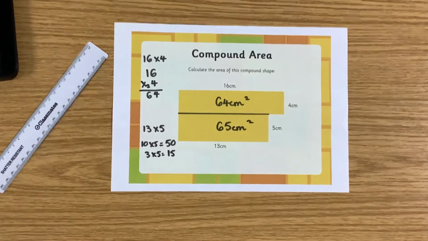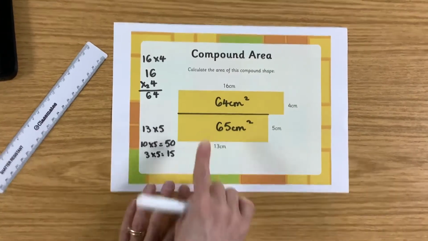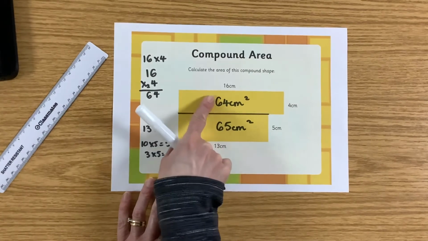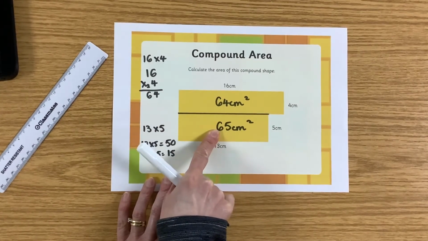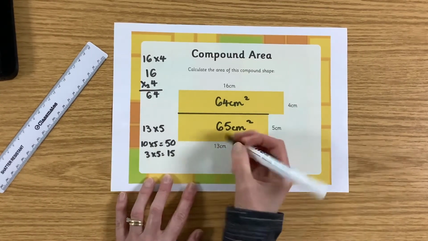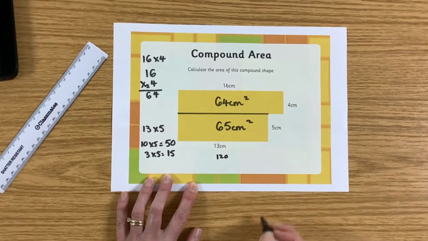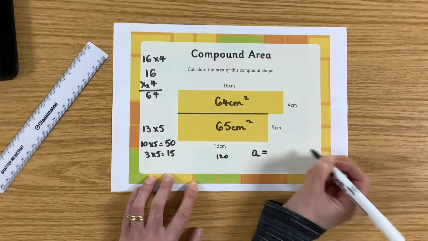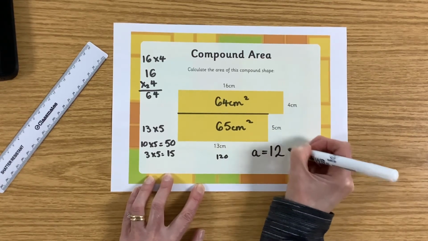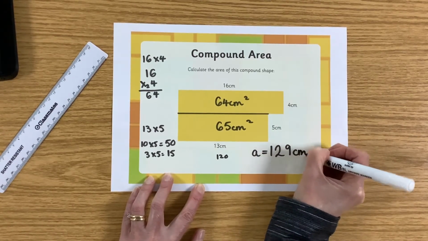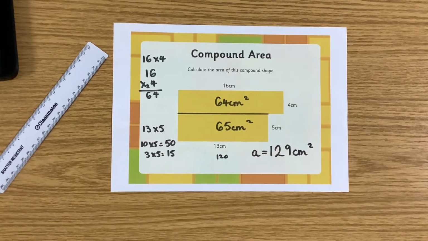Can you then add the two together, P6? I'm sure you can. So add your tens, 6 tens and 6 tens, so 12 tens, so that's going to be 120. Add 4, add 5. What's my final area going to be? 129 centimetres squared.